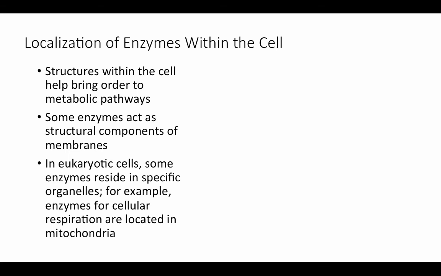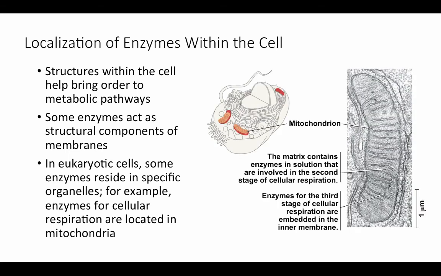For example, enzymes for cellular respiration are located in mitochondria. And remember, we have these separate spaces between the inner membrane and the outer membrane, and also this matrix inside the inner membrane. These folds of the inner membrane are going to contain membrane proteins that are enzymes for metabolic pathways. So the matrix contains enzymes in solution that are dissolved in this cytosol that are involved in the second stage of cellular respiration. Don't worry too much about that at this point. That's coming soon. And then enzymes for the third stage of cellular respiration are going to be found embedded in these folds of membrane.